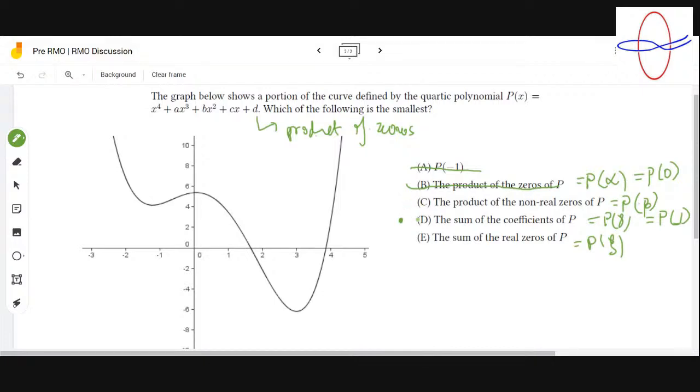So we have to find the product of the non-zero real roots, the sum of the coefficients of P, and the sum of the real zeros of P. All this you have to find out now in terms of the P values. How can you find it out? That's the question.